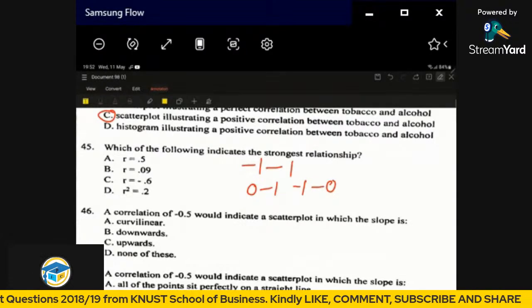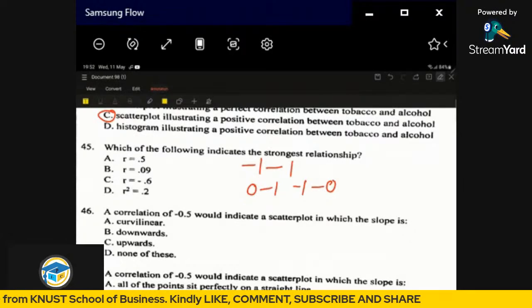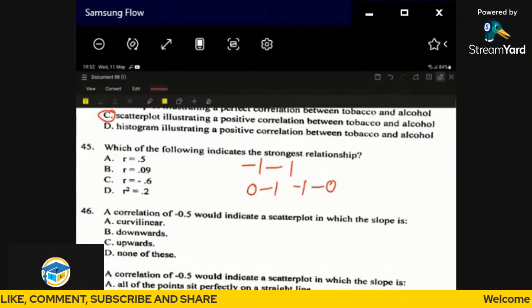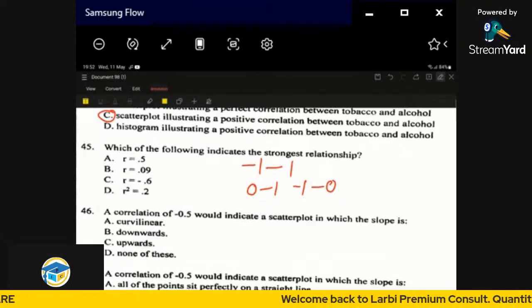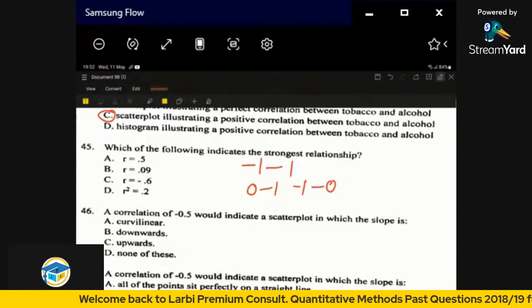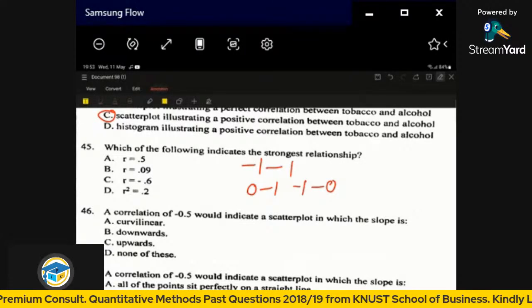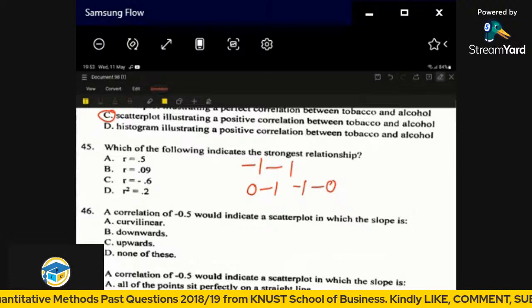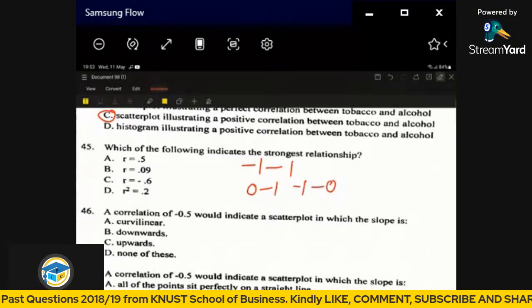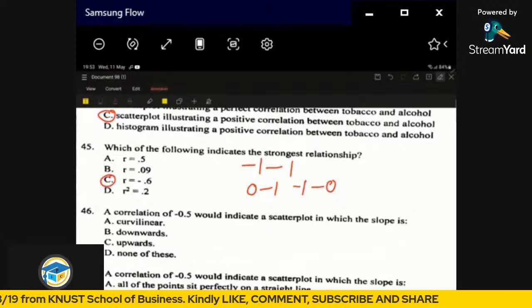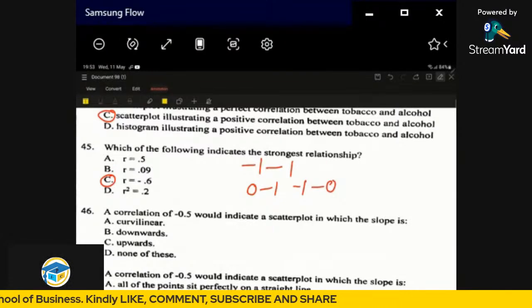That is in terms of their strength. Whether it's positive or negative, it is not our business to know which is the strongest. If it is positive, fine. If negative, fine. Based on this option, you can clearly see that 0.6 is greater than 0.5, and 0.09 than 0.2. Whether it's negative or positive, it still indicates the strongest relationship. So you can go for option C, because it shows that R is equal to negative 0.1. I hope that is clear.